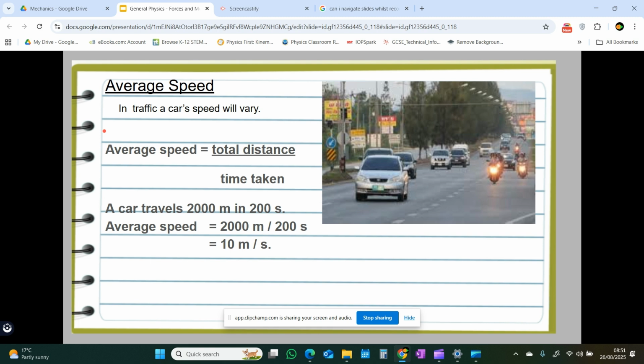Now, it doesn't mean it's always traveling at 10 meters per second. It could be stuck in traffic at 0 meters per second. It could be going faster than 10 meters per second. All we know is that on average, its speed was 10 meters per second.